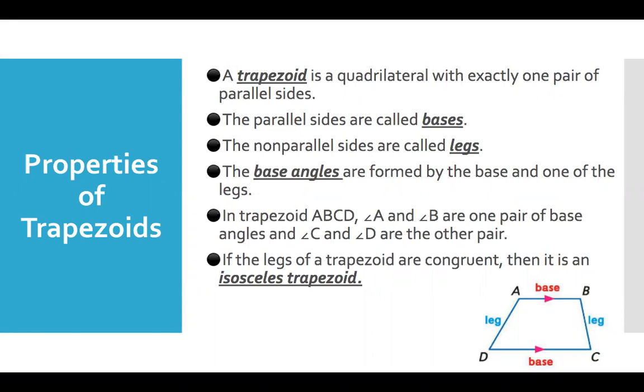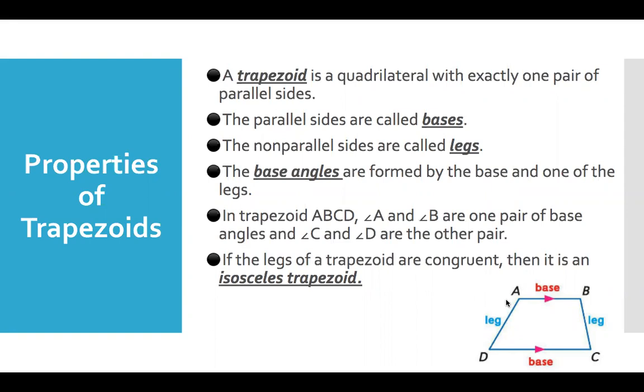So regardless of if your trapezoid is oriented like this one that you see down here in the bottom right corner, or if it's turned, whatever sides are parallel, those are always going to be the bases, okay? The base angles are formed by the base and one of the legs. So in this trapezoid ABCD that you have, angle A and angle B are one pair of base angles, and then angle C and angle D are another pair of base angles. Okay, so two sets of base angles.